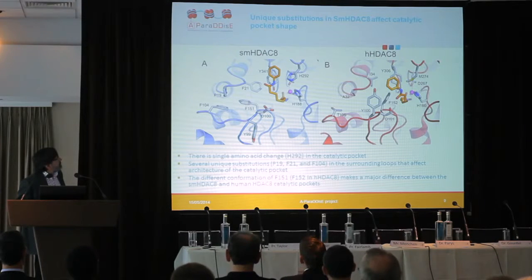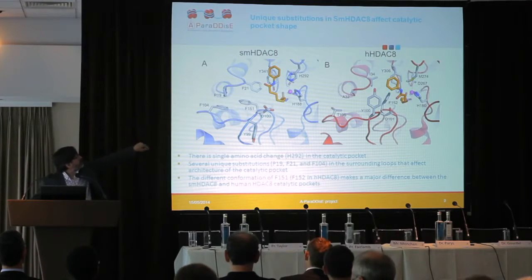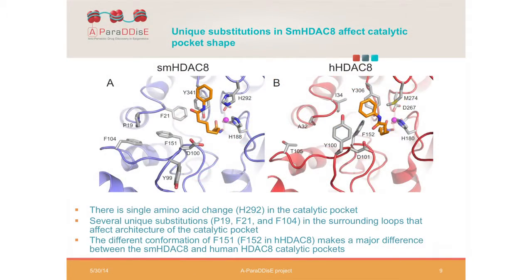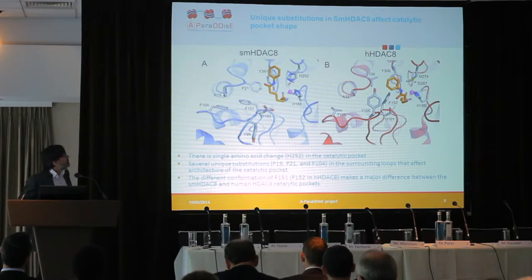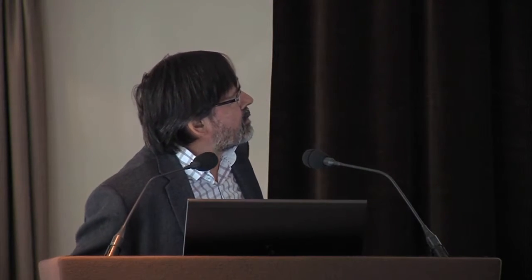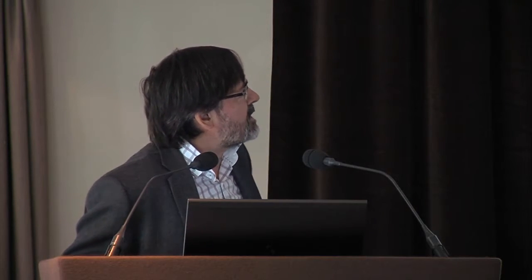But looking more closely at the catalytic pocket, there were differences. One was histidine 292, you can see on the above right in the schistosome enzyme, compared to the methionine 274 in the human enzyme, which introduces a charge difference in the pocket. And more strikingly is the conformation of the phenylalanine 151 residue, which is flipped out of the pocket, you can see, in the schistosome enzyme. And this is due to the substitutions of residues around the catalytic pocket, which allow this flipped out configuration. The phenylalanine 152, which is the equivalent residue in the human enzyme, is blocked in a flipped in configuration.